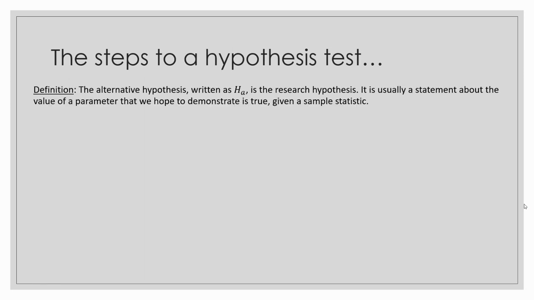Now, alternatively, we have the second hypothesis, which is known as the alternative hypothesis, or HA. This is commonly referred to as the research hypothesis. So this is the statement about the value of the parameter we hope to demonstrate is true, given some sample statistic. So this is often the statement that we want to test the claim of. Okay, this is the one we are interested in. Now we have two forms for the alternative hypothesis.